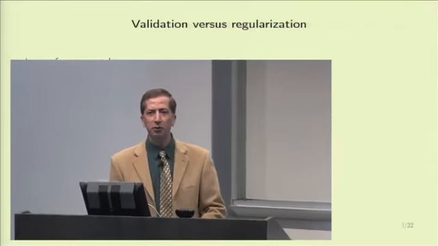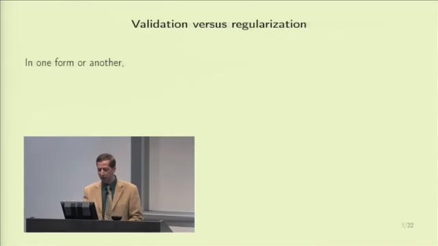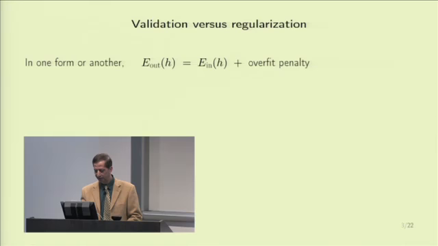Okay, so now let me contrast validation with regularization as far as control over fitting is concerned. We have seen in one form or another the following by now famous equation or inequality or rule, where the out-of-sample error that you want equals, or is at most, the in-sample error plus some penalty. It could be a penalty for model complexity, overfit complexity, a bunch of other ways of describing that. But basically, this tells us that E_in is not exactly E_out. That we know all too well.